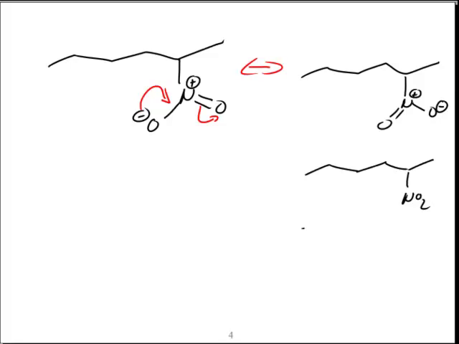This would be 2-nitrohexane. And again, you put them in the alphabetical order just like you always would, as you've seen before. So that's the simple nomenclature of ethers, nitro groups, and halides.